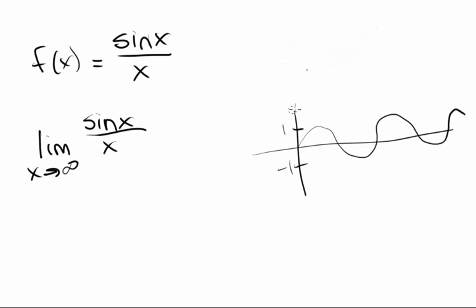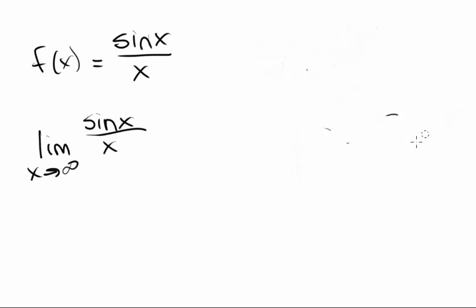So at most it's going to be equal to 1, and at least it's going to be equal to negative 1. But it's not going to do anything different than that. Doesn't matter how big x is, the output will always be between 1 and negative 1. So that's what the numerator is doing. The numerator is going to be between 1 and negative 1, no matter what.